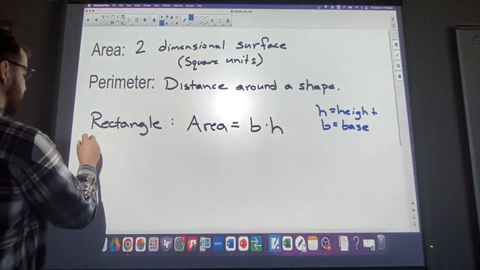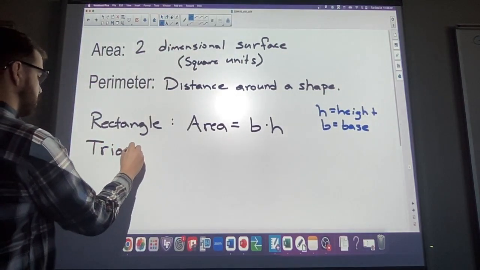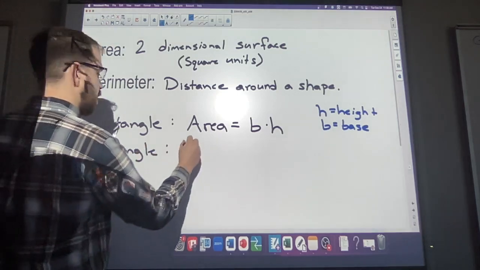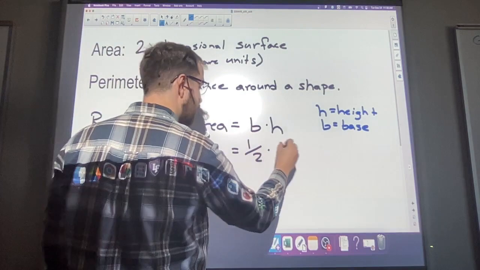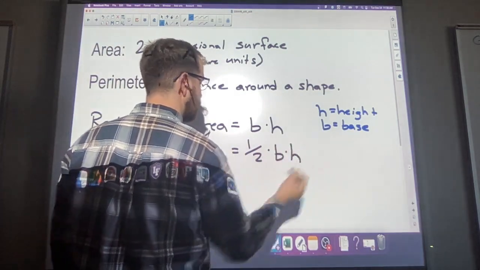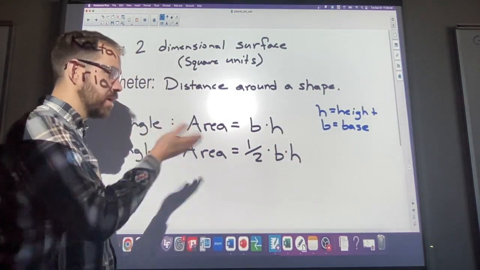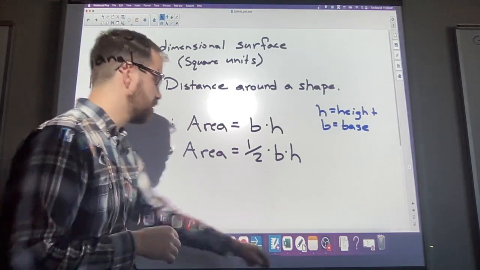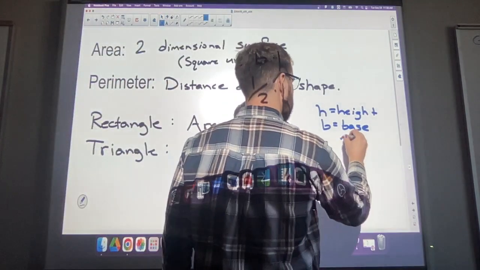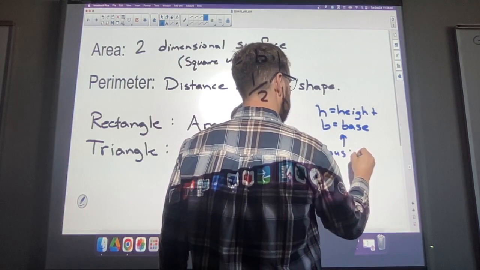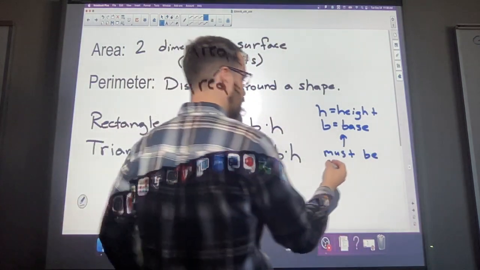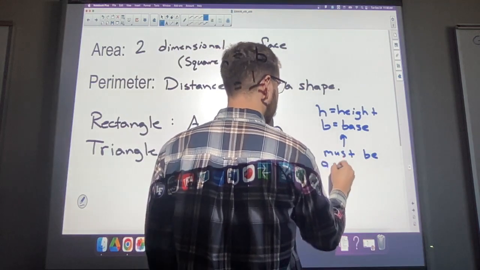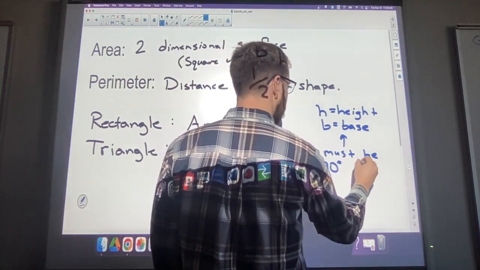All right, for a triangle, our area is 1/2 times the base times the height. Those are the two equations we're going to use, and one thing you need to know is that the base and height must be perpendicular, but you can just think of it as 90 degrees from each other.